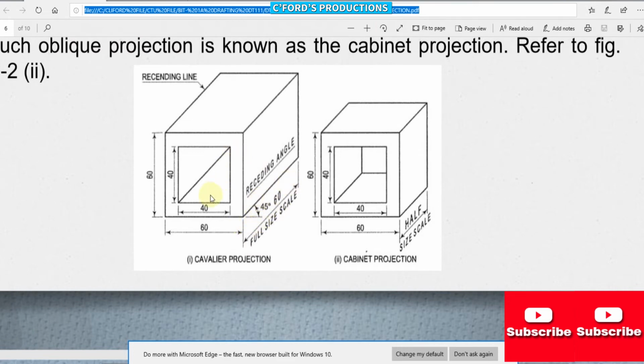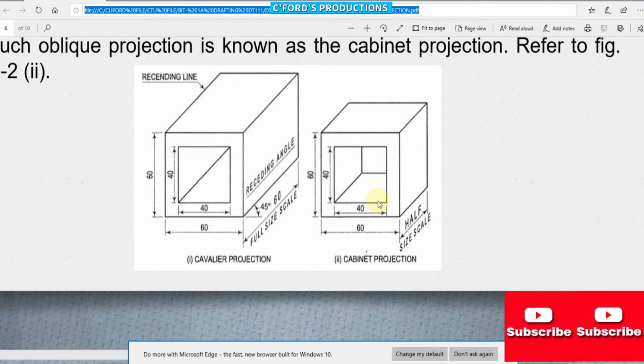So also the front surface is parallel to the plane of projection. So this one is the Cavalier projection. So, second type example.